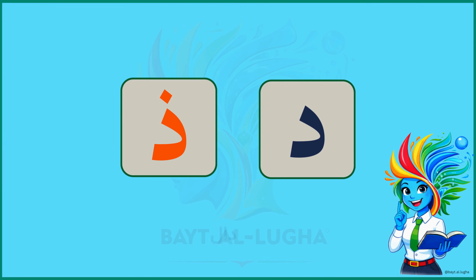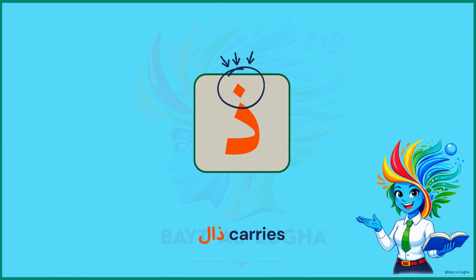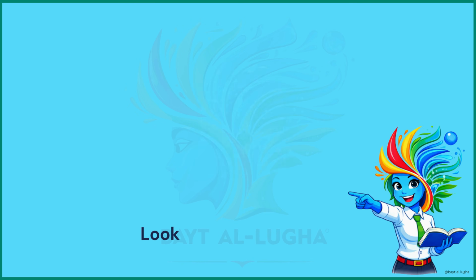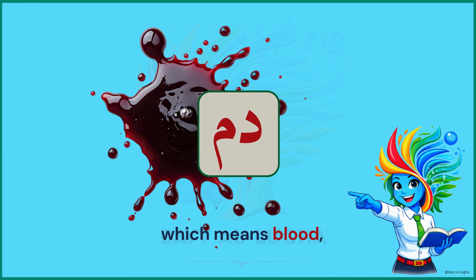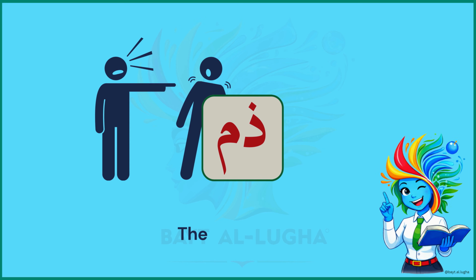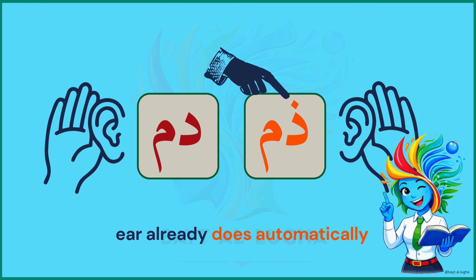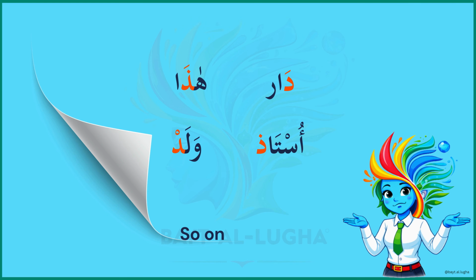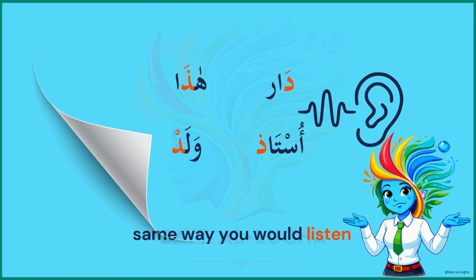Same skeleton. Dal carries no dot, while dhal carries one directly above it. Look at these 2 words. Dam, which means blood. Dhamm, which means to blame. The dot is doing all the work your ear already does automatically. So on the page, look for it the same way you would listen for it.